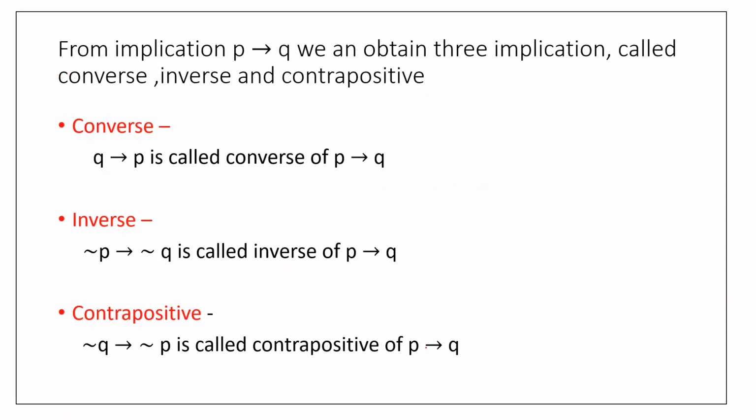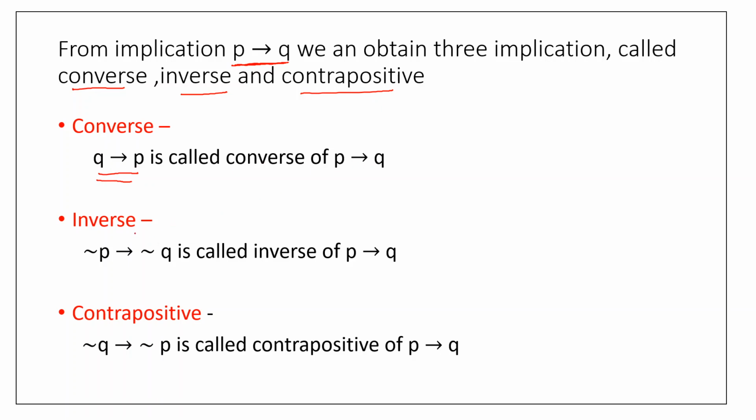Now, this is a very important part. From an implication, that is P implies Q, we can obtain three implications, which are converse, inverse, contrapositive. So what will be the converse? P implies Q is given, so we write its converse. Its converse will be Q implies P. Just reverse this. Q implies P is the converse of P implies Q.